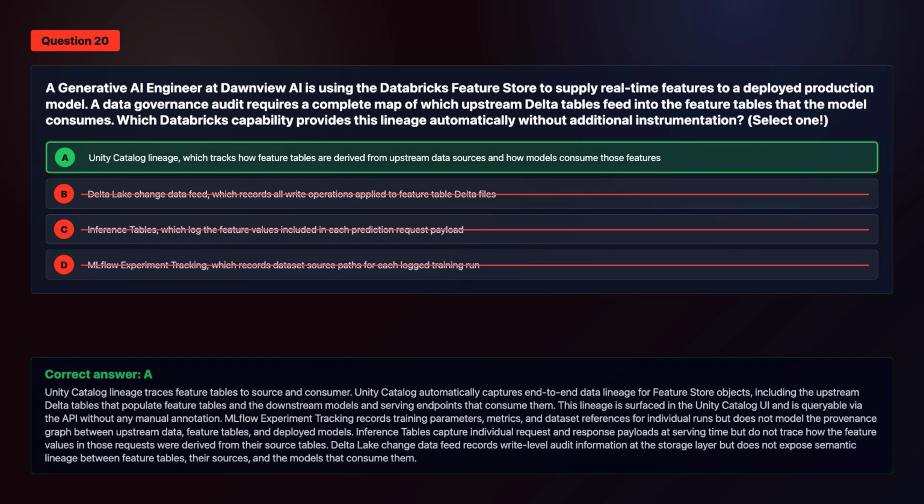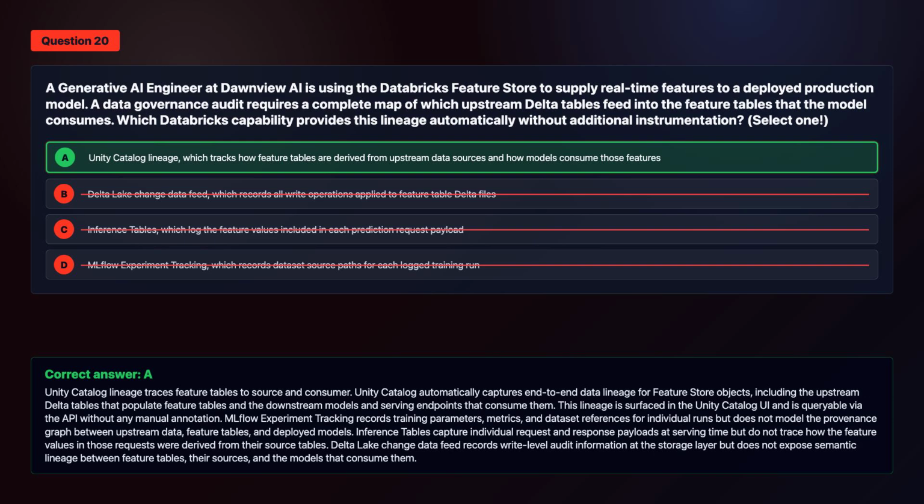The correct answer is option A. Unity Catalog Lineage traces feature tables to source and consumer. Unity Catalog automatically captures end-to-end data lineage for feature store objects, including the upstream delta tables that populate feature tables and the downstream models and serving endpoints that consume them. This lineage is surfaced in the Unity Catalog UI and is queryable via the API without any manual annotation.